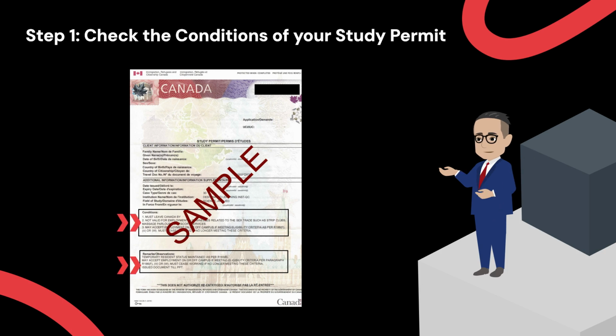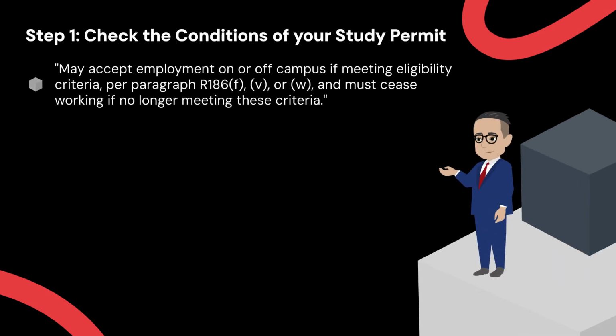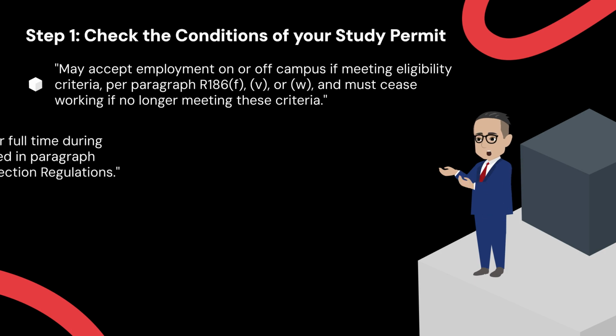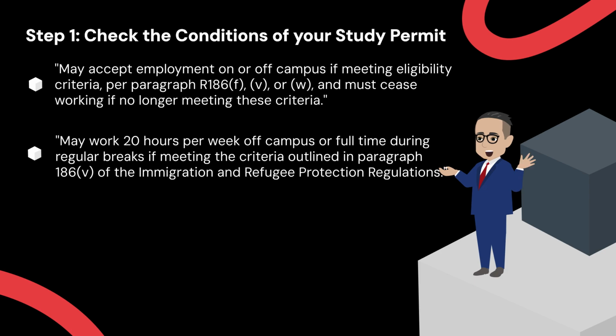remarks, or observations. May accept employment on or off campus if meeting eligibility criteria, per paragraph 186 (f), (v), or (w), and must cease working if no longer meeting these criteria. May work 20 hours per week off campus or full-time during regular breaks if meeting the criteria outlined in paragraph 186 (v) of the Immigration and Refugee Protection Regulations.